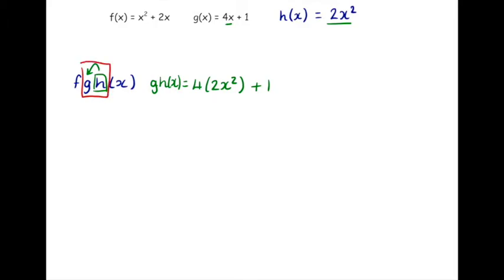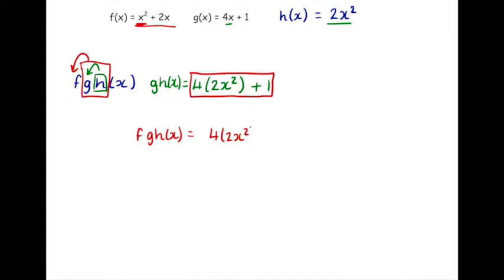And then I'm going to take this whole answer and I'm going to put that inside f. So I'm taking this whole answer and I'm now going to put that inside the f of x. And that's going to give me, so it goes into f of x, x squared, which is actually going to be 4 lots of 2x squared plus 1, and that's all squared, plus 2 lots of x, which is 4 lots of 2x squared plus 1. And that would be my triple composite function, but I now need to simplify that down.